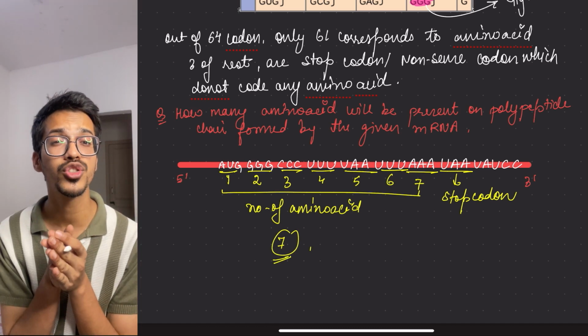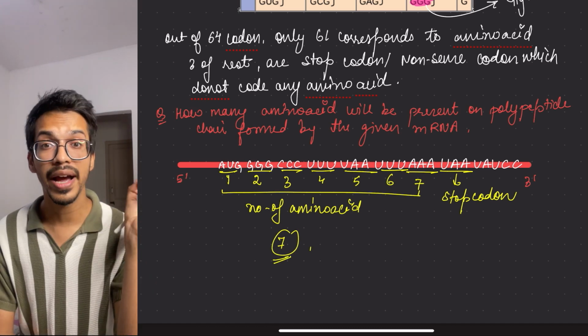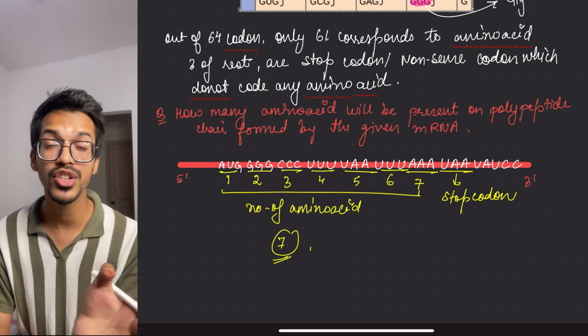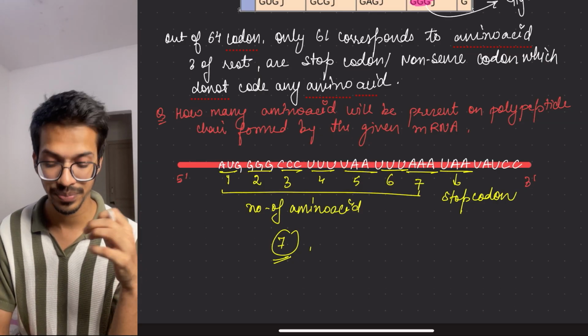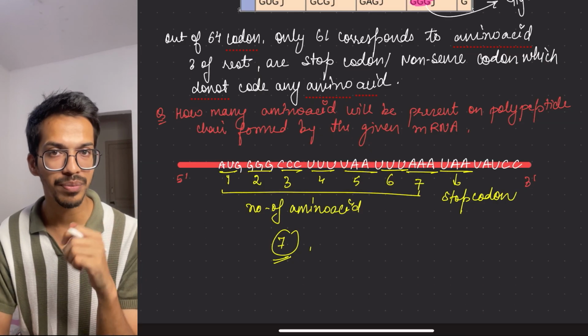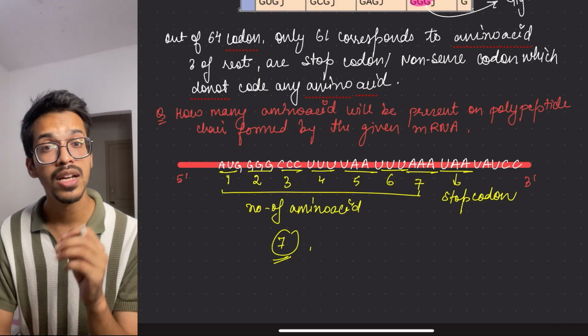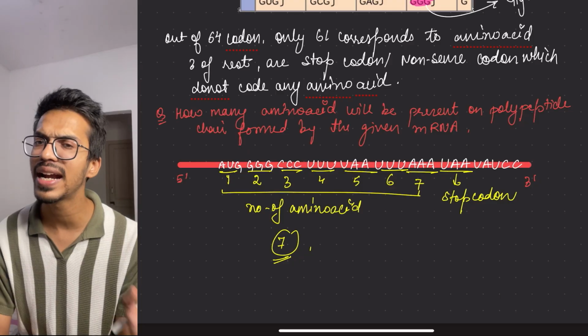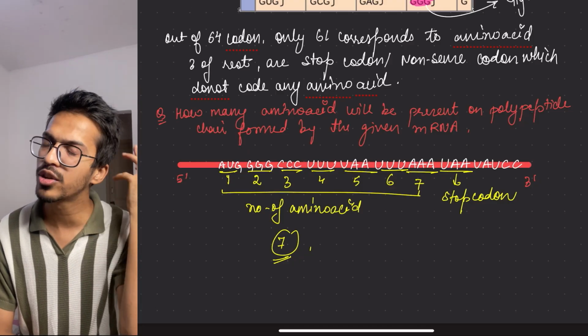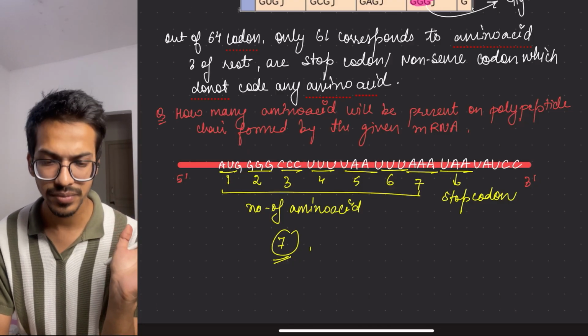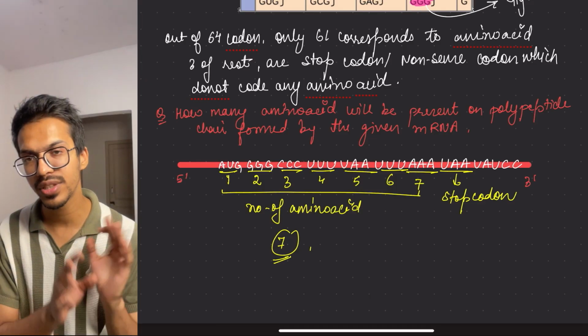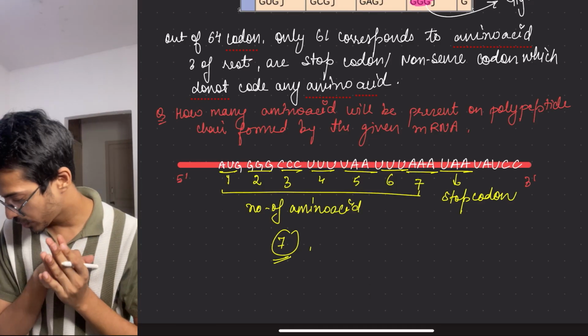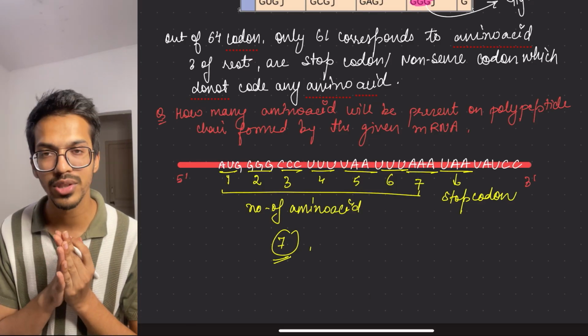This type of question is much expected in your academic examination, your board examination, as well as in the NEET examination. So you have to remember to identify this. Whenever something is given, AUG is the initiating point and the ending point would be a stop codon, it could be any of the three. Only what is before it will be part of the polypeptide formation. Okay, so we have understood that.